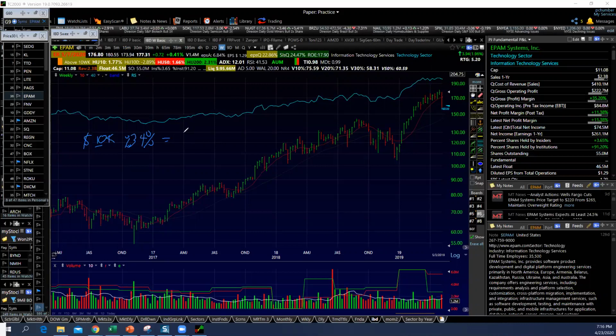So you made $3,400 buying here, holding it, selling there. And during that run, there was no pain whatsoever, was there? That was a pretty easy hold. You weren't challenged at all.